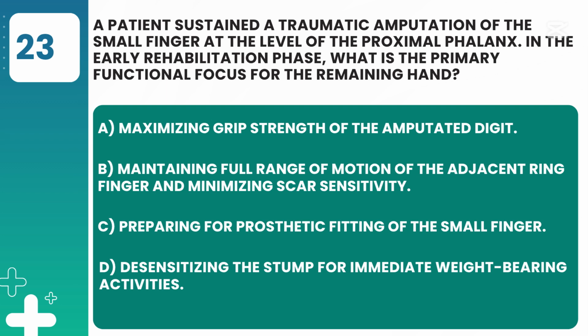Question 23. A patient has undergone a traumatic amputation of the small finger at the level of the proximal phalanx. In the early rehabilitation phase, what is the primary functional focus for the remaining hand? A. Maximizing grip strength of the amputated digit. B. Maintaining full range of motion of the adjacent ring finger and minimizing scar sensitivity. C. Preparing for prosthetic fitting of the small finger. D. Desensitizing the stump for immediate weight-bearing activities.